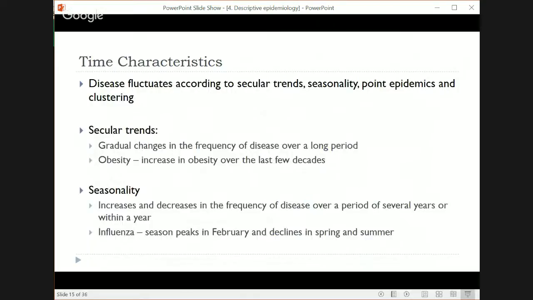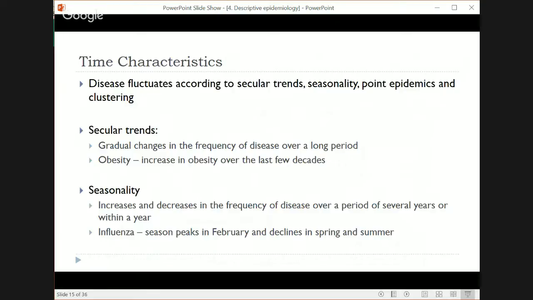Time characteristics include things like secular trends and seasonality. So disease will fluctuate over time. Disease will fluctuate according to what season it is. Secular trends, when I say secular trends, I mean things like gradual changes in disease patterns. So over the last 20 years, we've seen obesity increase every single year. Maybe it doesn't increase greatly, but every single year, the proportion of persons who are overweight or obese increases a little.